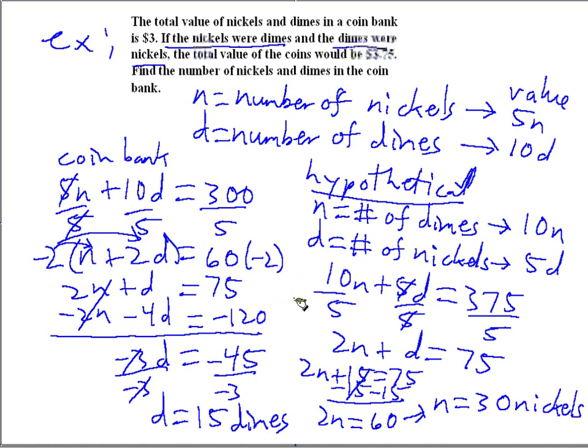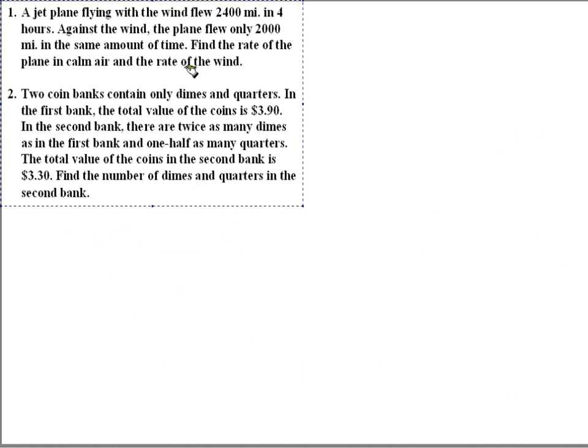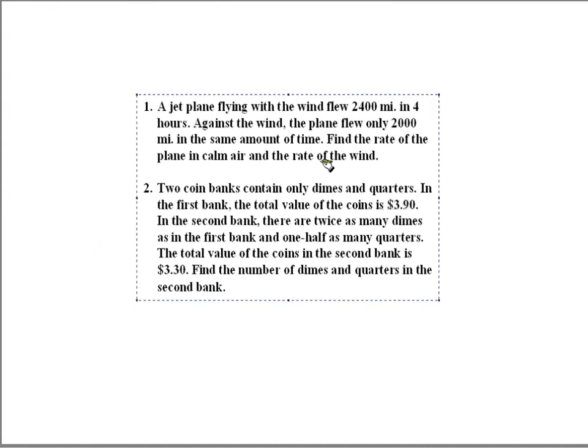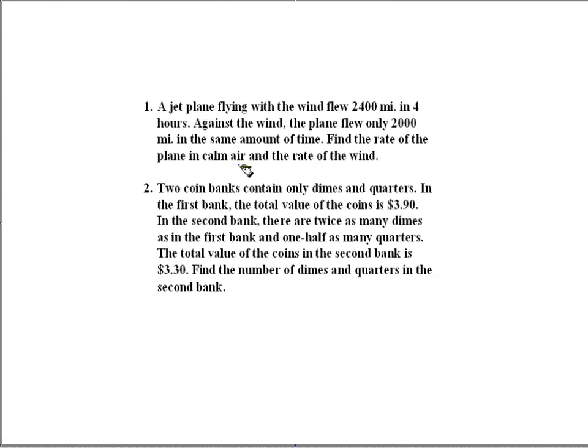Okay. Let me go ahead and clear out the screen. So let's post the answers to these problems. Post the answers in the discussion area on Blackboard for these two questions right here. A jet plane flying with the wind flew 2,400 miles in 4 hours. Against the wind, the plane flew only 2,000 miles in the same amount of time. Find the rate of the plane in calm air and the rate of the wind. So that's a typical rate of wind problem. So review the setup on that.